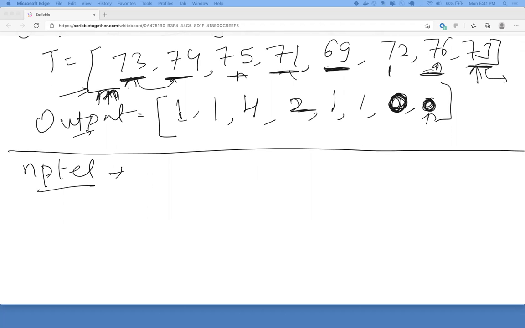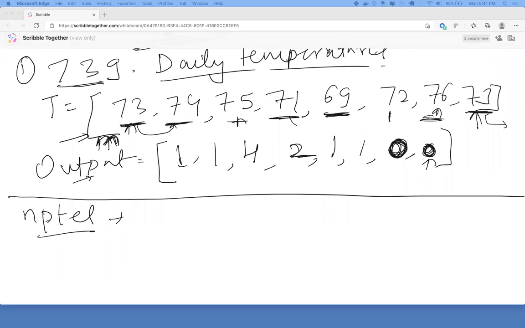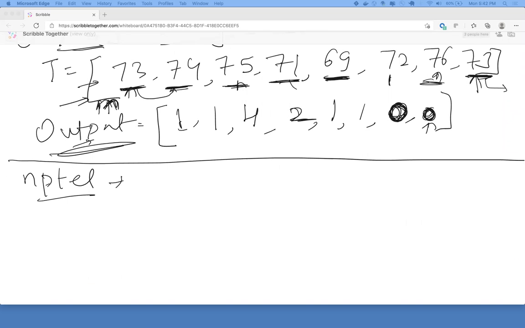So basically, we are covering stacks, and this is the question. LeetCode 739 daily temperatures. You're given a list of temperatures on particular days. On one day you have 73 Fahrenheit, 74, 75, 71, 69, up to 73, and the output has to be a list. In the list, return for each day how many days you have to wait till you see a warmer temperature.